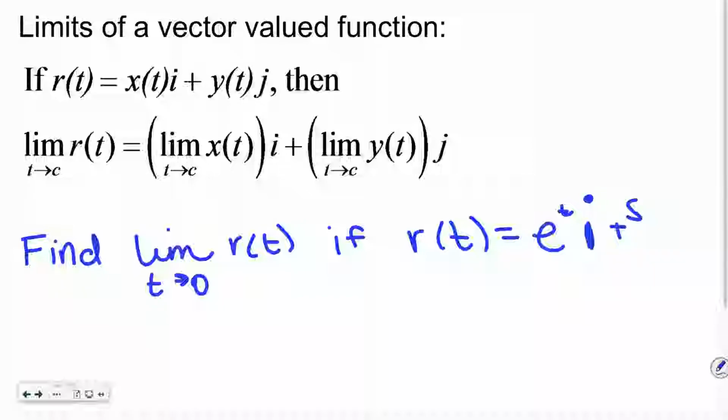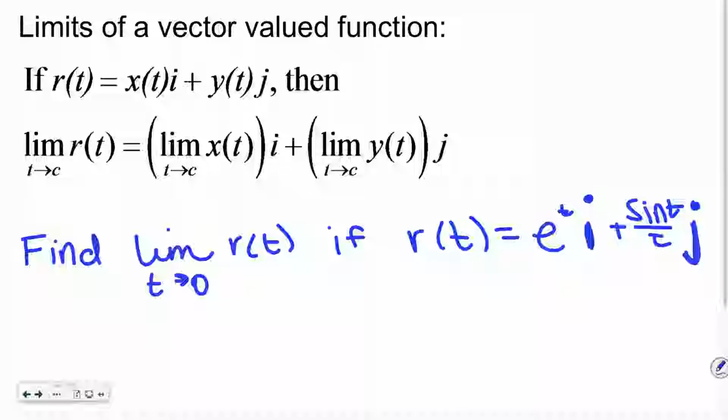So that's our example. Find the limit as x approaches infinity of the limit. C is the constant which we're taking our limit to.